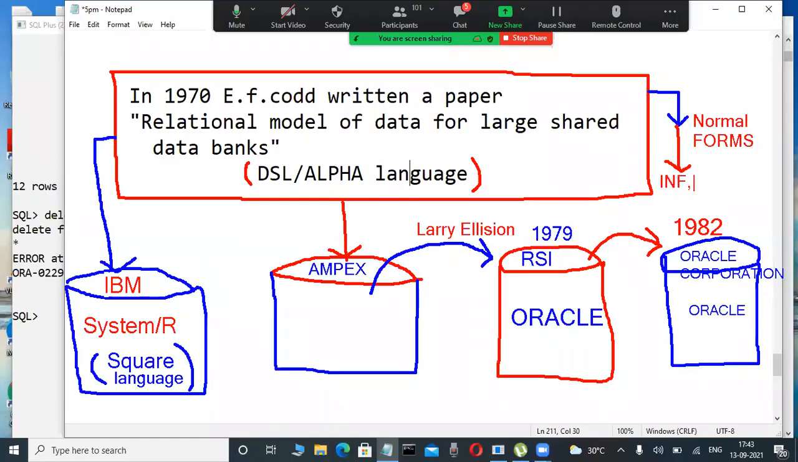First normal form and second normal form are for database design purposes, like master and child tables. How can I design? Those rules are there: first, second and third normal form. BCNF, fourth and fifth normal form he did not introduce. This is just for a rough idea. Draw this diagram. That history I will tell you. Write it diagrammatically.